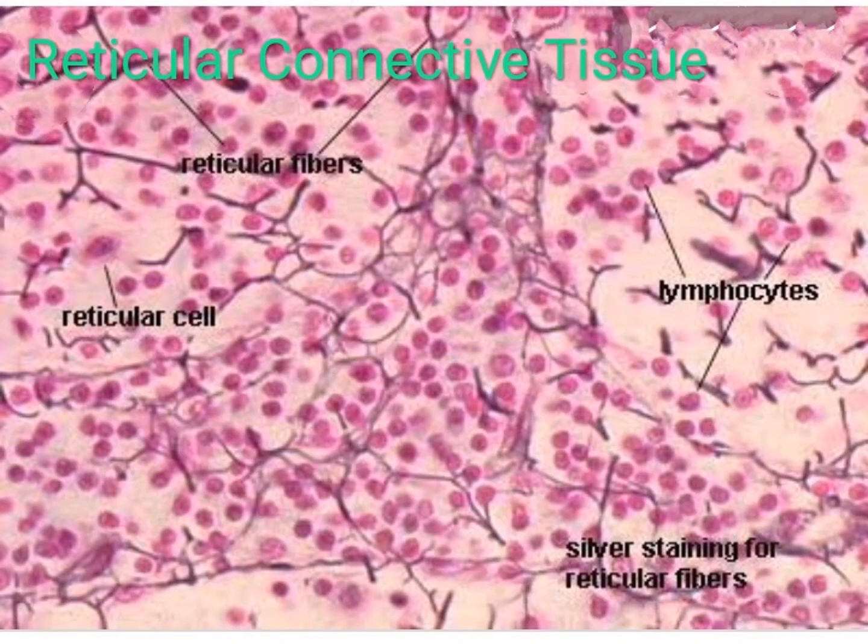Reticular connective tissue has a viscous ground substance with a branching network of reticular fibers within it. Reticular cells and reticular fibers provide the supportive framework in the spleen, lymph nodes, and bone marrow.